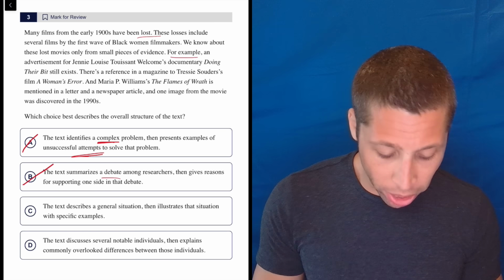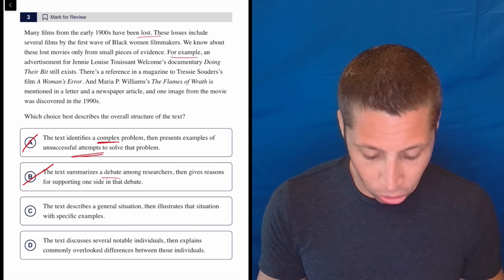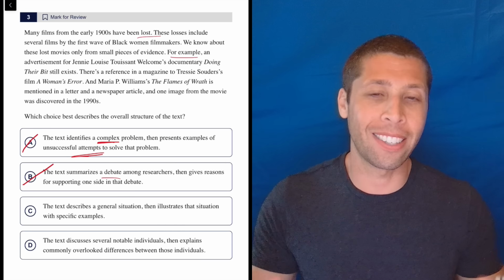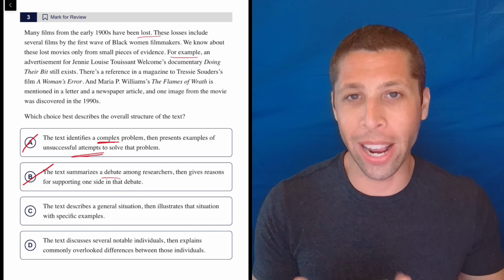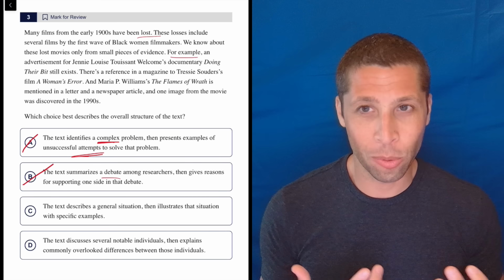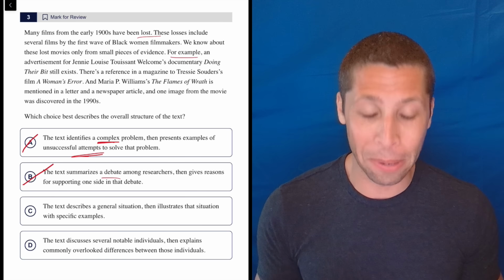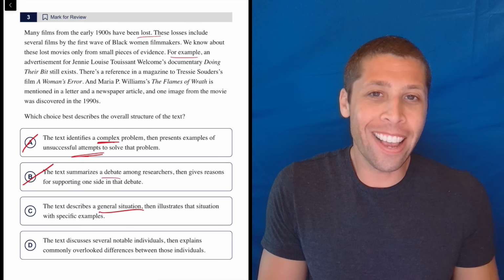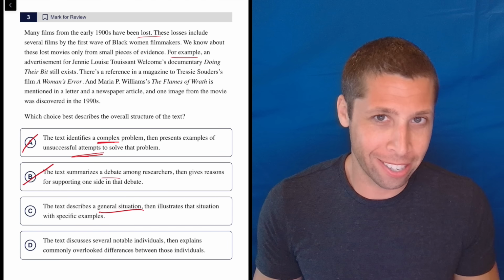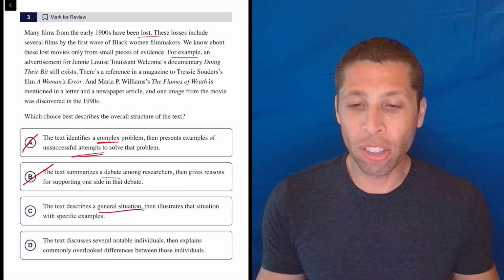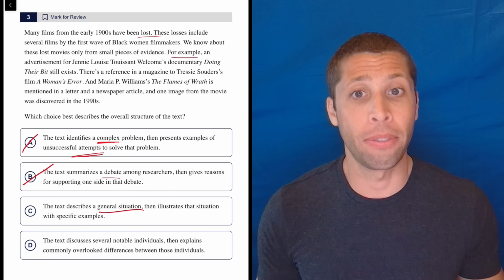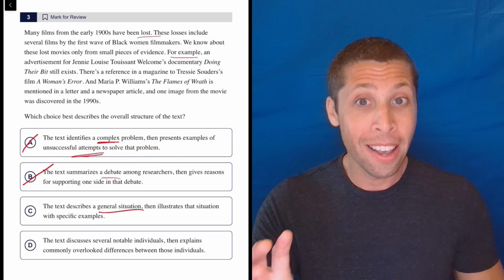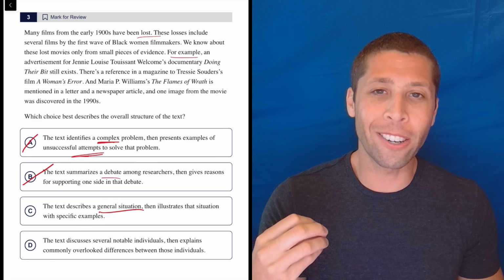C, the text describes a general situation, maybe, then illustrates that situation with specific examples. So this feels like, I always say the SAT is trying to go out of its way not to make the right answers obviously right. This feels like a very extreme example of that. The text describes a general situation. That is as empty of a phrase as you could possibly have. That's just like saying the passage is about stuff. It doesn't say anything, right? It's basically empty, but that's good for us, because then there's nothing really wrong with it.